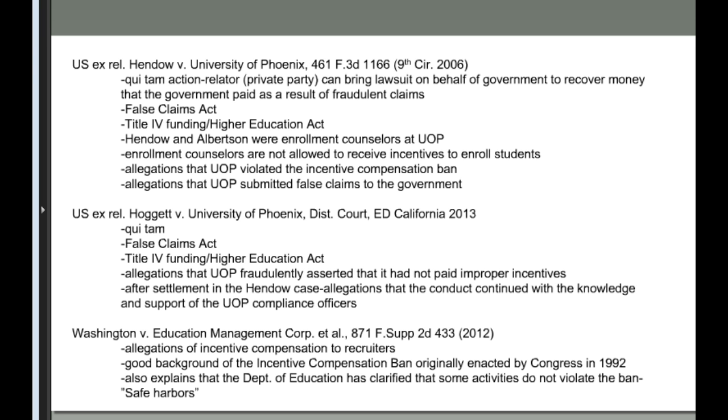Basically, there was a ban enacted in 1992 by Congress that's called the Incentive Compensation Ban. There's a good explanation of that in Washington versus Education Management Corp. Prior to that ban, admissions advisors were given incentives to enroll students, so they were paid based on their student enrollment numbers.